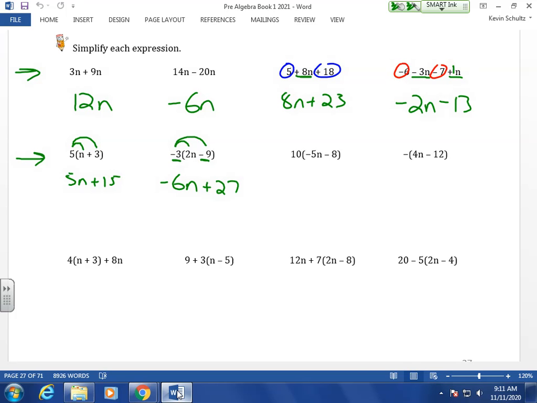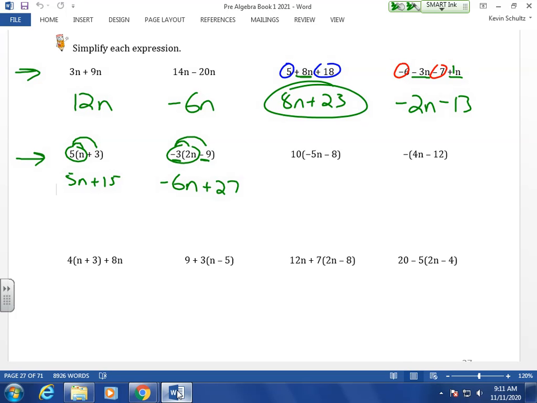Sometimes I'll get the question like, well, you told us you can't combine 8n and 23 because they're not like terms. So how can we multiply 5 times n there? That 5 doesn't have an n. How are we able to combine them?